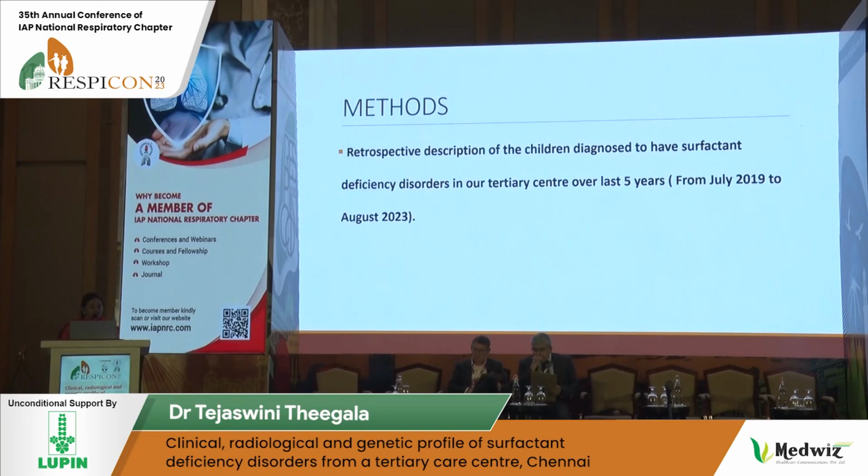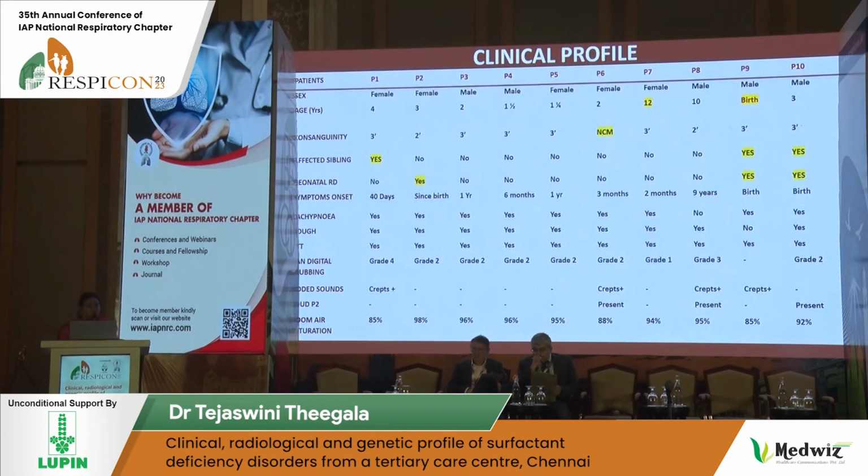We did a retrospective description of the children diagnosed over the last 5 years. This is a tabulated column of all the 10 children and their symptom onset. There is an equal ratio of males and females. The youngest child presented at birth and the oldest at 12 years. Consanguinity was seen in all cases except one, and there are affected siblings in 3 cases. One had a proven ABCA3 mutation in an older sibling, while 2 died of unexplained respiratory distress.